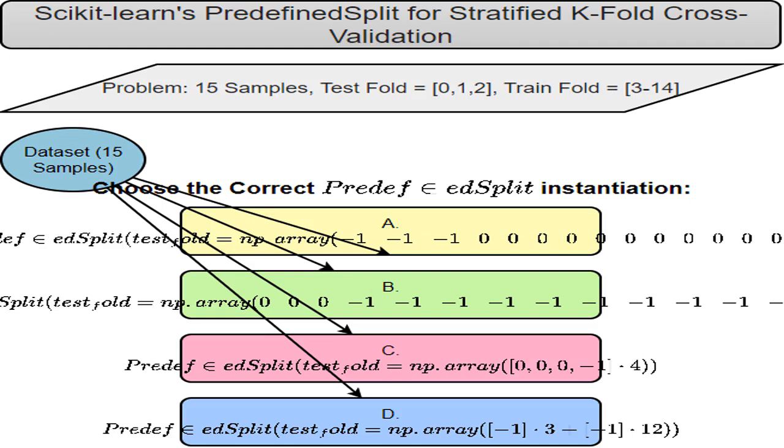I'm using Sklearn, a popular machine learning library in Python, to perform stratified k-fold cross-validation. This technique helps me evaluate the performance of a machine learning model more reliably by splitting data into multiple folds for training and testing. The specific type of split I'm focusing on is called stratified, ensuring that the proportion of different classes is similar across each fold. I'm using a specific tool in Sklearn called PredefinedSplit to have more control over the way data is split.